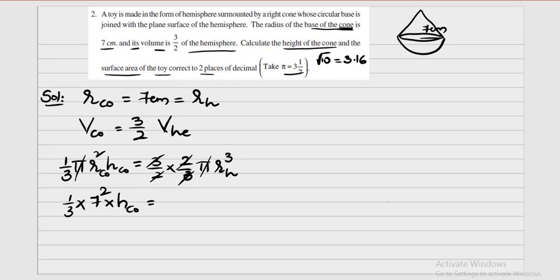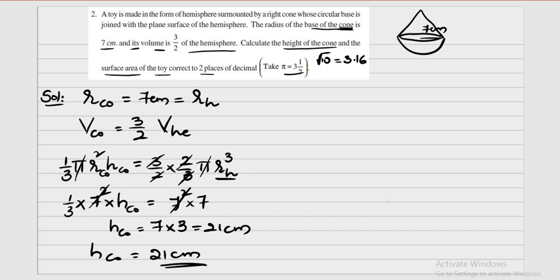on the right hand side, what am I left with? Only r cube, no? So I can write this as 7 square into 7, because I can cancel out this 7 square with 7 square. So the height of the cone is 7 into, and this 3 if I transpose it becomes into 3. So from this, clearly, what is the height of the cone? The height of the cone is equal to 21 centimeters. So we got the height of the cone, right? The height of the cone is 21 centimeters.